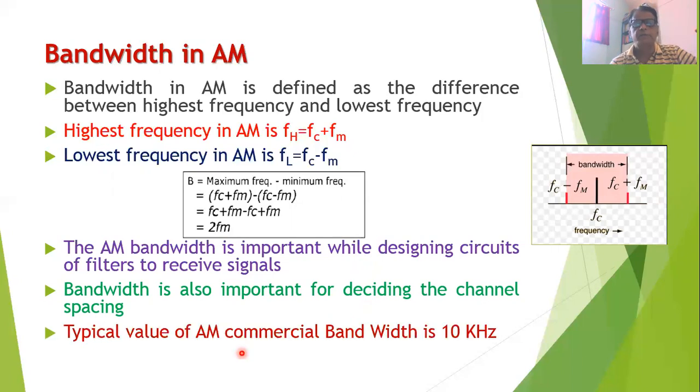As far as amplitude modulation is concerned, the commercial bandwidth is kept at 10 kilohertz. It means that the maximum modulating signal frequency allowed in AM commercially is only 5 kilohertz. Even though our audio range is from 20 hertz to 20 kilohertz, the bandwidth in AM is kept restricted, only up to 10 kilohertz. And therefore, the maximum modulating signal frequency that can be used in AM is only up to 5 kilohertz.